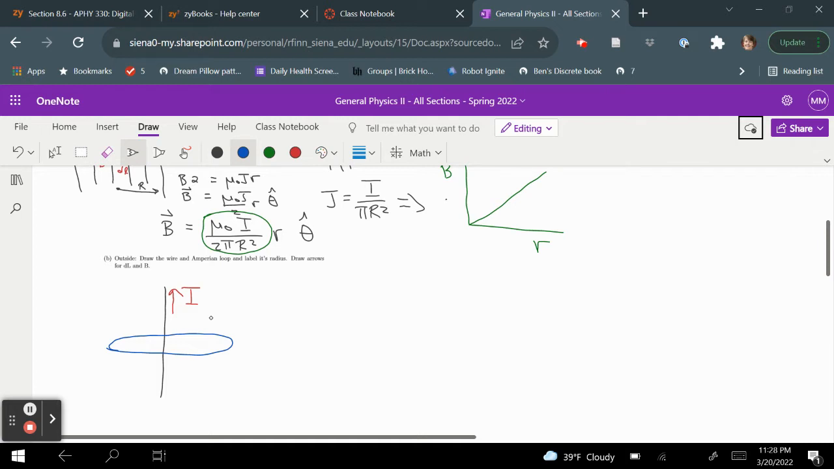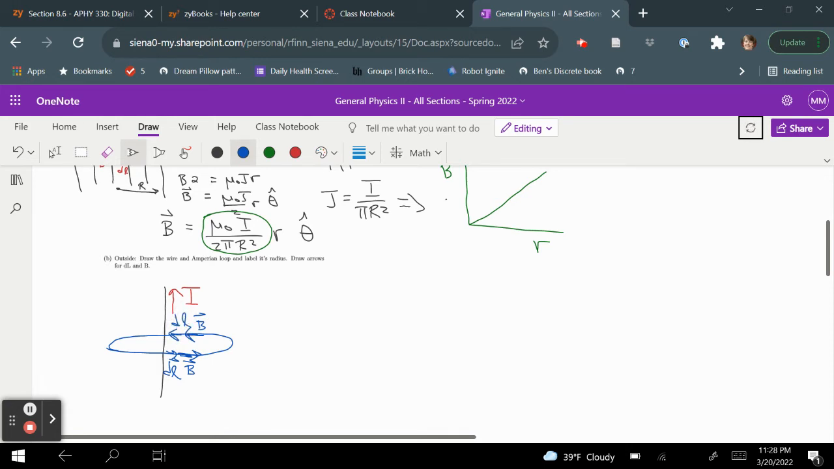Remember, if I put my thumb in the direction of the current, my fingers curl around in the direction of the B field. So I'm going to have the B field this way. This is my B, and my dl is right next to it, so they're in the same direction. Same thing over here. This is my B, this is my dl.